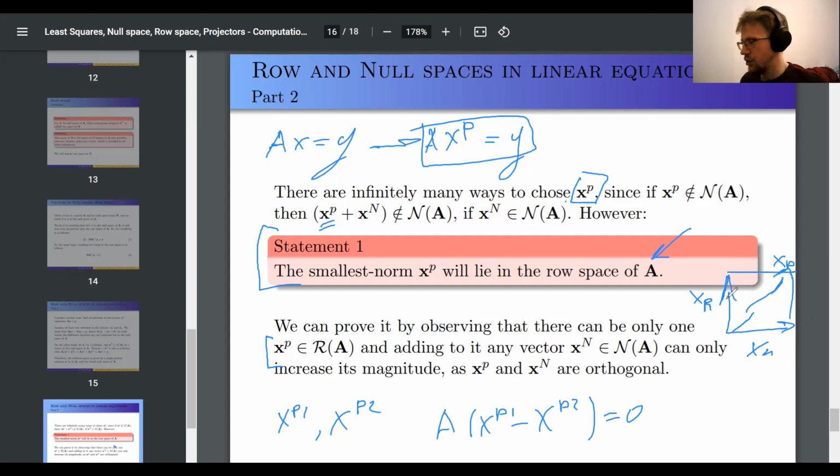If it is not 0, the norm of this vector is always going to be bigger than if it was 0, since they are orthogonal. Therefore, the smallest norm solution has to lie in the row space and is a single one. There's only one. So that is a story. That's how you can prove that it lies in the row space.